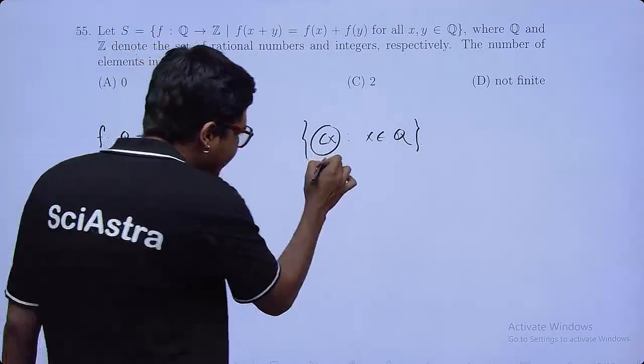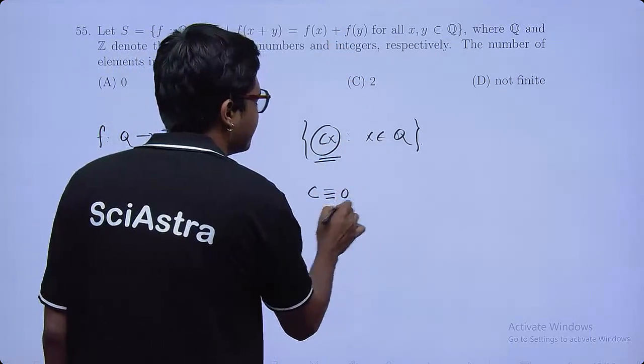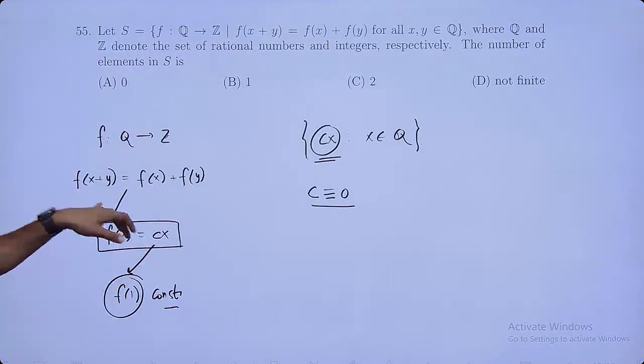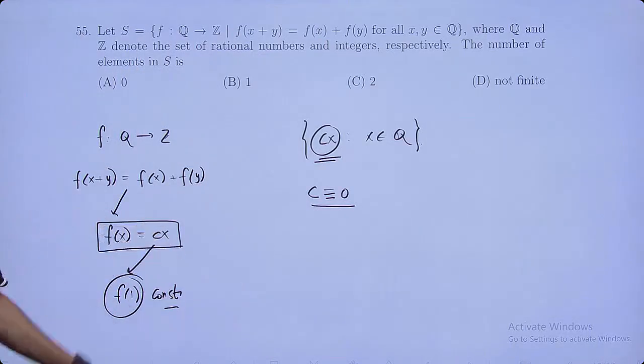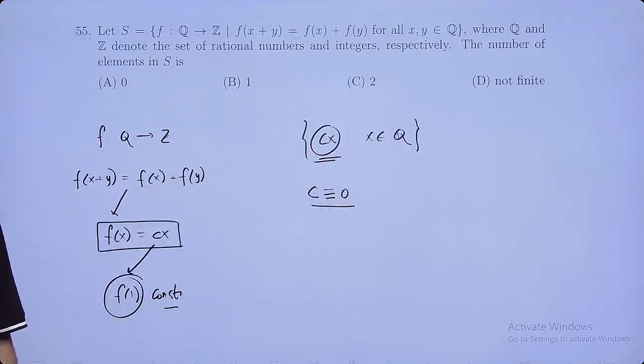So for this quantity to be an integer for every x, the only possibility is you want c to be identically equal to 0. If it's not, you can't force a value of every rational number to become an integer, right? So this is only going to be possible if c is identically equal to 0. Do you understand? Does this make sense?